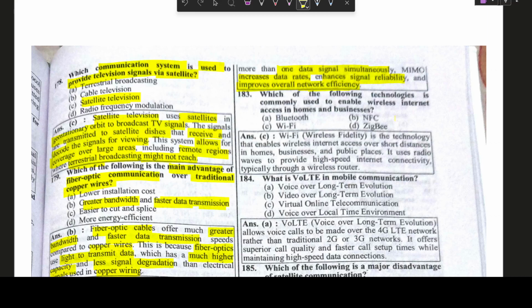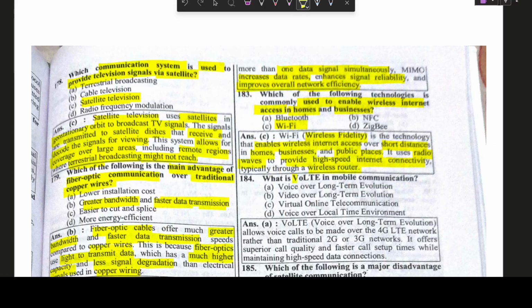So which of the following technology is commonly used to enable wireless internet access in homes and businesses? So it's Wi-Fi. Wi-Fi is wireless fidelity. It is a technology that enables wireless internet access over a short distance in homes, businesses and public places. It uses radio waves to provide high speed internet connectivity, typically through a wireless router.